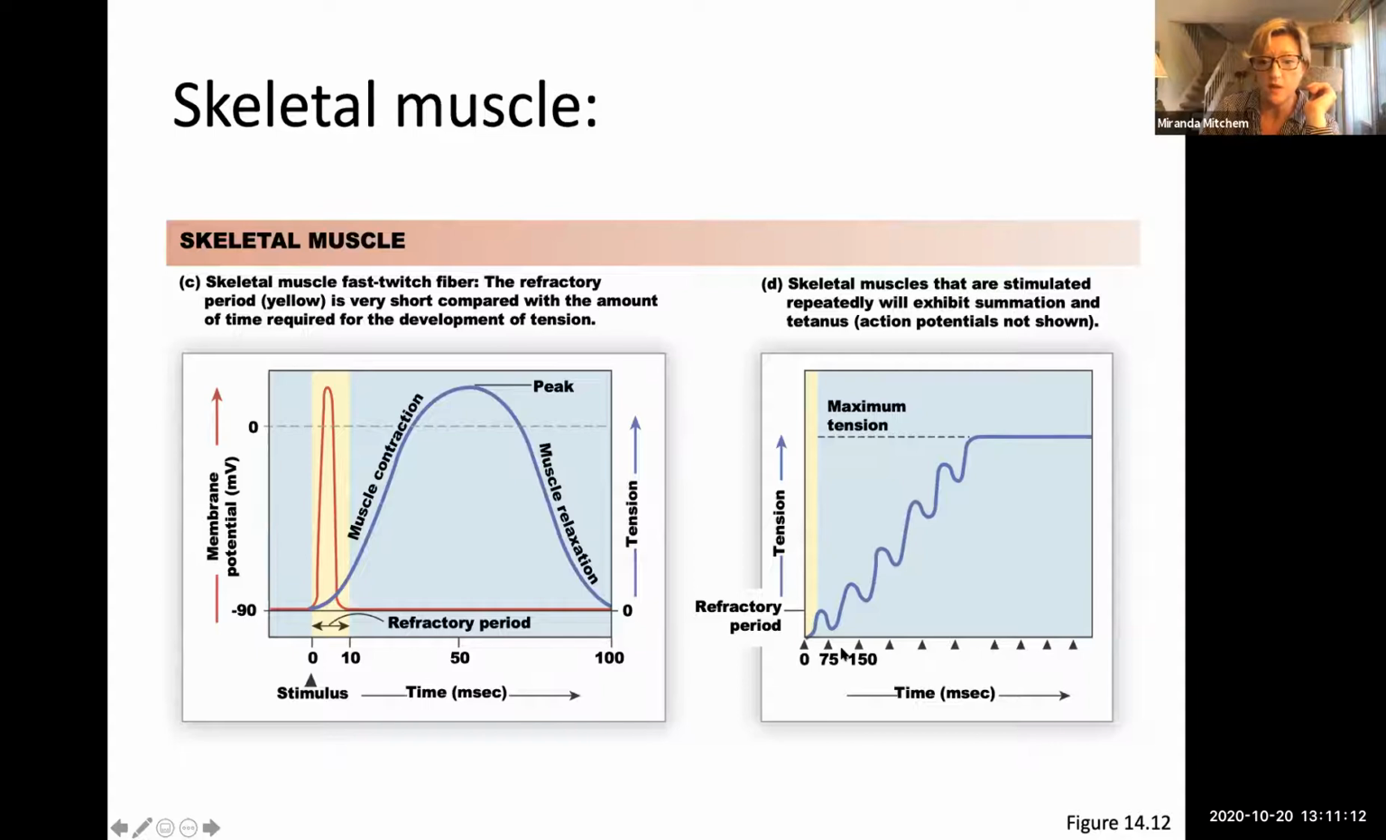So if we hit the skeletal muscle over and over again with a frequent stimulus, it can get up to tension, to tetanus, to fused tetanus. But that doesn't happen in cardiac muscle because of the difference in the refractory periods.